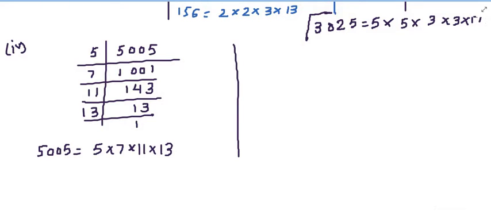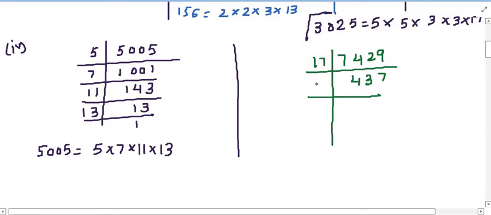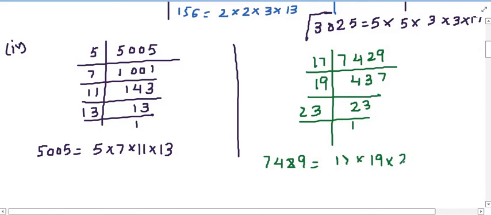Okay, so now we have to find the prime factors of 7429. Okay, this number is divisible by 17, and 17 is also a prime number, so we'll start with 17. Then it's 437. Then 437 is divisible by 19. 19 is also a prime number, then it's 23, and 23 is itself a prime number, so it's 1. So prime factors of 7429 are 17 times 19 times 23.